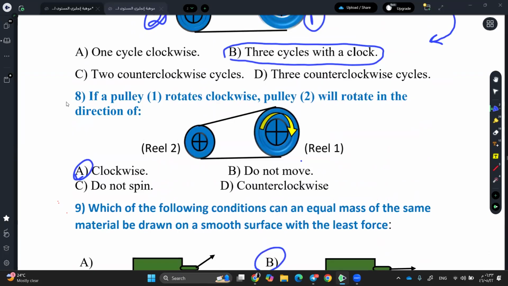Okay, question number 8. If pulley 1 rotates clockwise, this is one, and it will rotate clockwise with the clock, like this arrow. And pulley 2 will rotate in the direction of, so you can see here, they are attached with that thing, okay? So they will move in the same direction. So this is clockwise and this will go clockwise, okay?